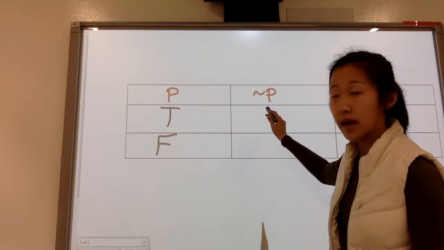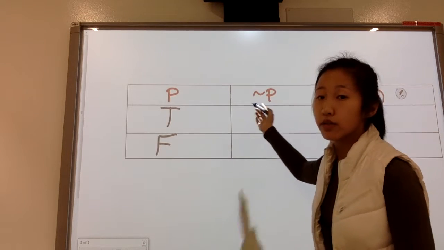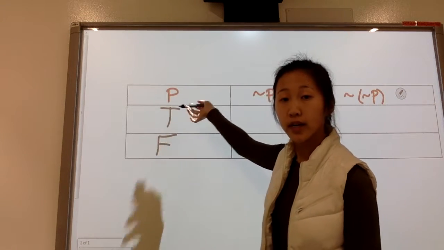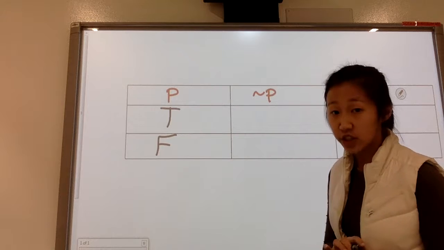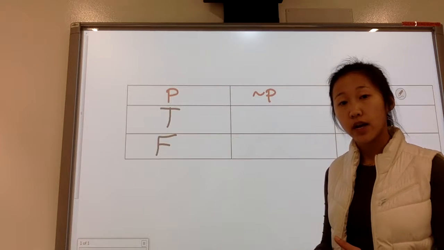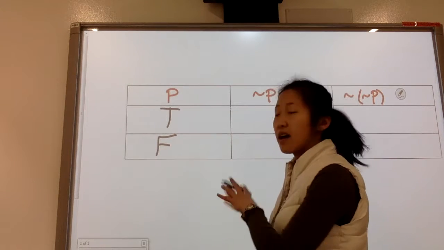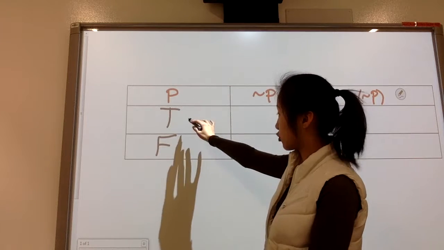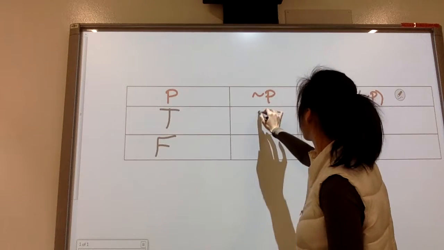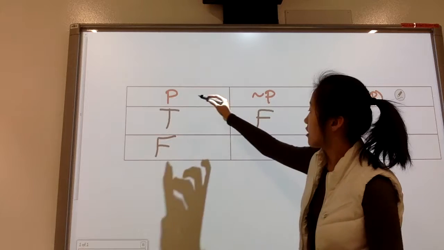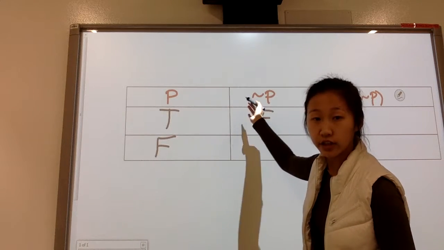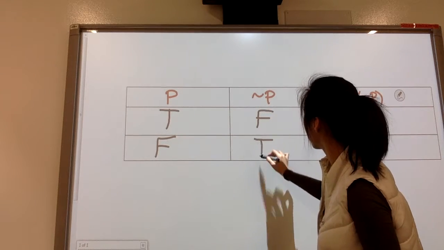And the next column now we have not P. So theoretically, say if P was 1, not P would be the negation of P, which would be -1. And so it would be kind of the opposite of P. So P is true, and in this case, it'd be false. If P here was false, then the negation of it would be true.